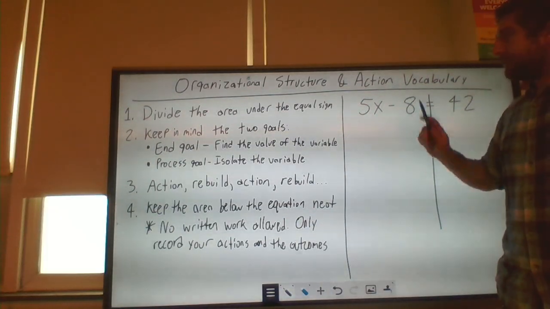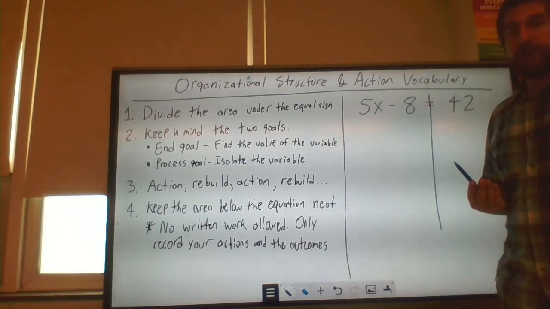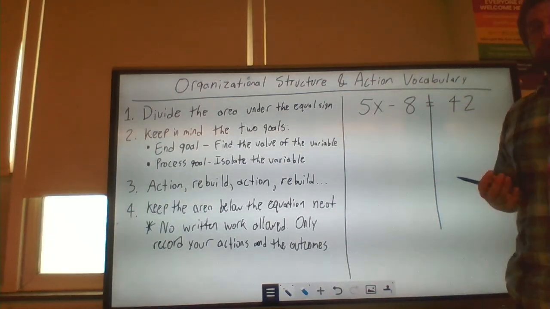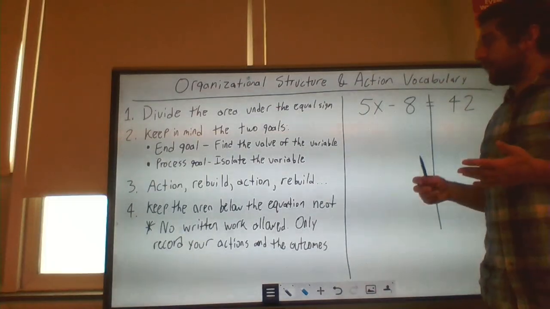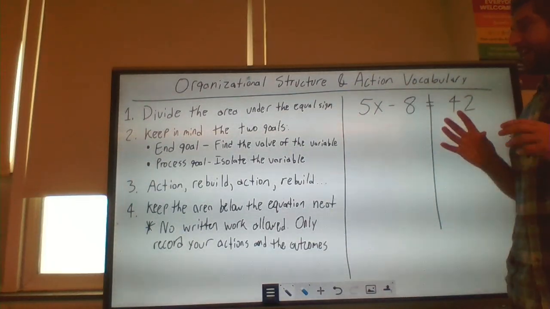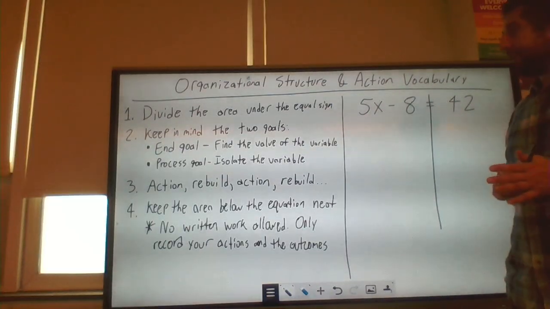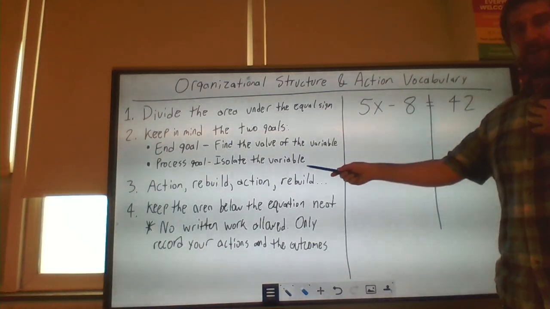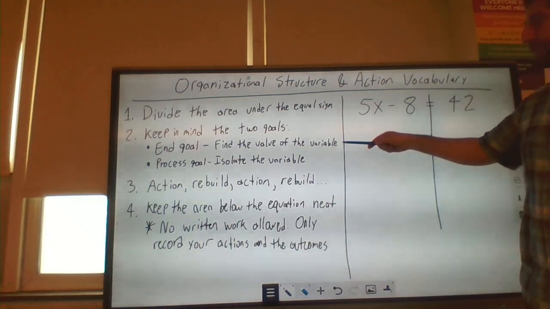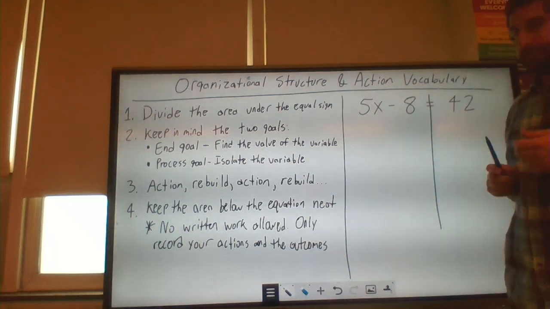The end goal is to find the value of the variable. The process goal is how we accomplish the end goal, and the process goal is isolating the variable. So I always try and get them to have both goals in mind because this is what they're actively trying to accomplish with the end result of being able to do this.